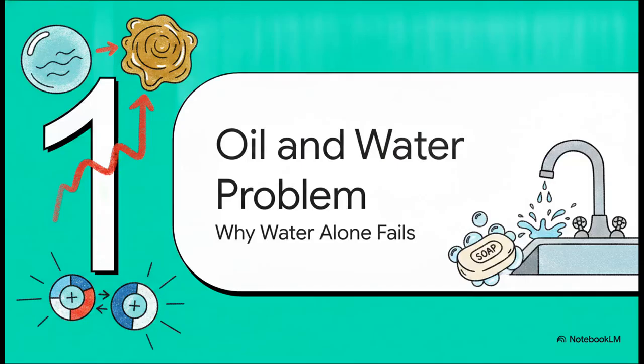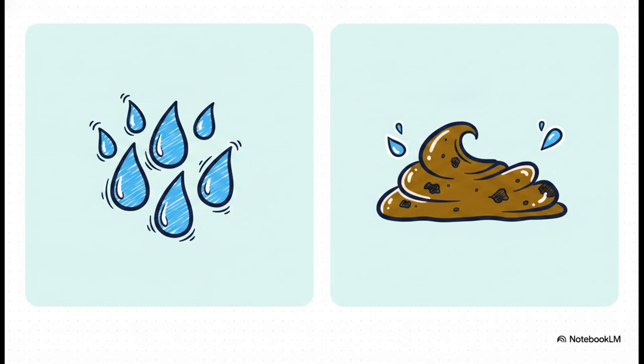Section 1. The oil and water problem. Why water alone fails. So this everyday failure really just boils down to fundamental chemistry. Oil and water, they simply do not mix. Think of a bottle of oil and vinegar salad dressing. No matter how hard you shake it up, they always separate. Water molecules are highly social with each other, but they totally ignore oils. It's kind of like trying to force the wrong sides of two kitchen magnets together. They just push each other away.